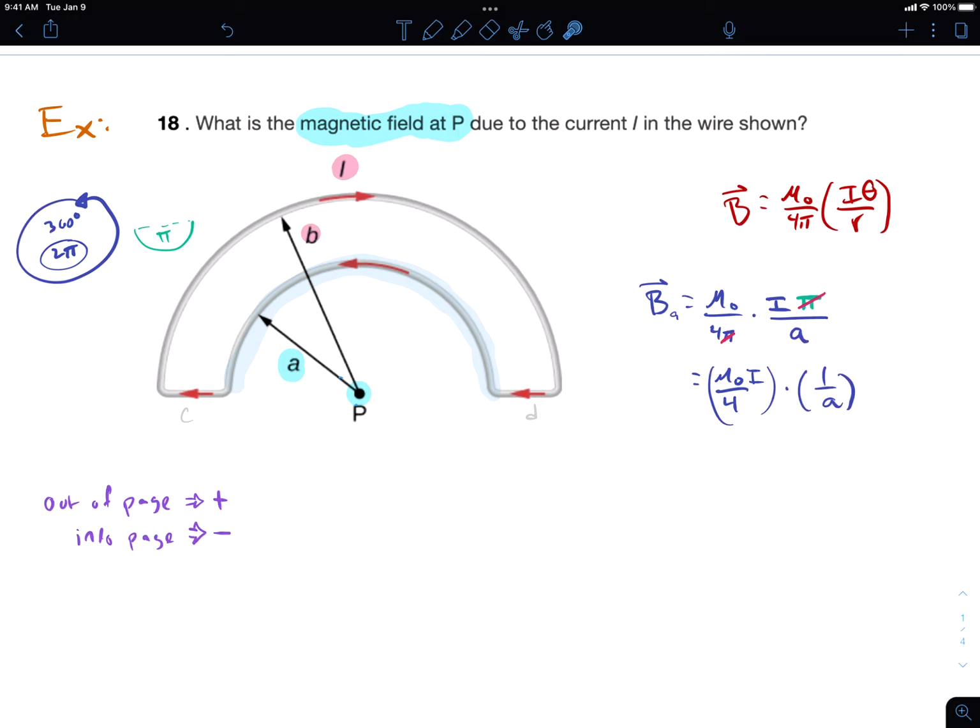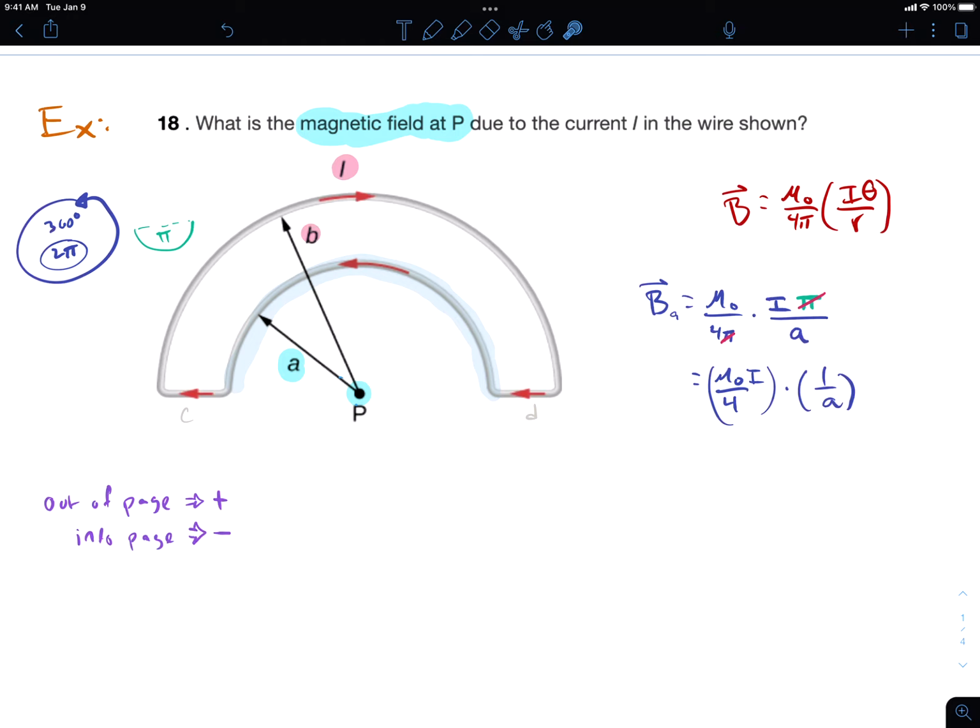Go ahead and pause now and work this out, to see if you can use the right-hand rule to figure out the direction of the field that this wire is creating at this point right here. So try above and below. What should the directions be? Left, right, up, down, into the screen, out of the screen. Go ahead and work this out, and then after this, we'll put a sign to it. If it's out of the page, we'll put positive. If it's into the page, we'll put negative.